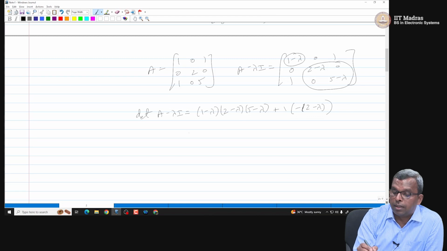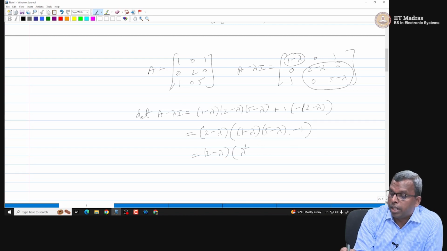Okay, so this is what it is, and this 2 minus lambda comes out as a minus. I can take it as common. So I get 2 minus lambda times 1 minus lambda times 5 minus lambda minus 1, isn't it? So this will give you 2 minus lambda times, if you multiply it out, lambda squared minus 6 lambda plus 5 minus 1, so it is 4.